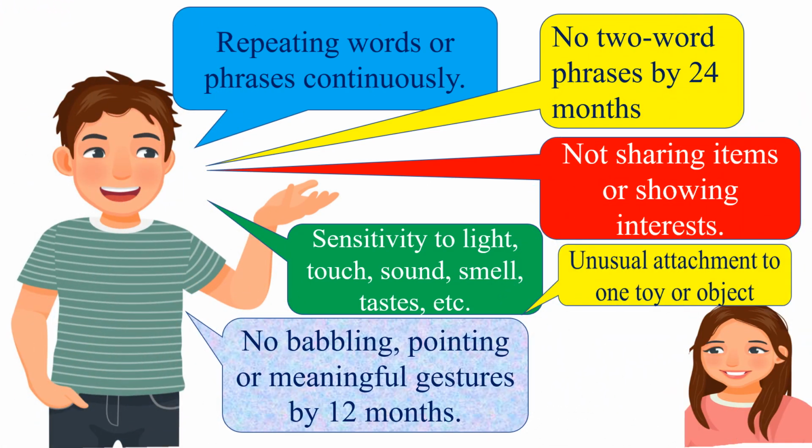Repeating words or phrases continuously. Sensitivity to light, touch, sound, smell, tastes, etc. No babbling, pointing, or meaningful gestures by 12 months. No two-word phrases by 24 months. Not sharing items or showing interests. Unusual attachment to one toy or object.